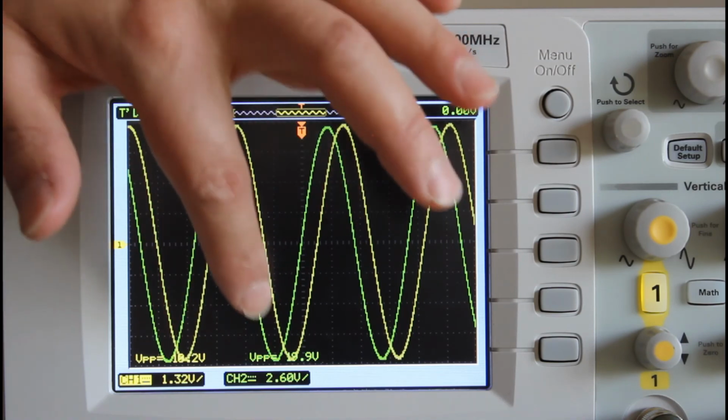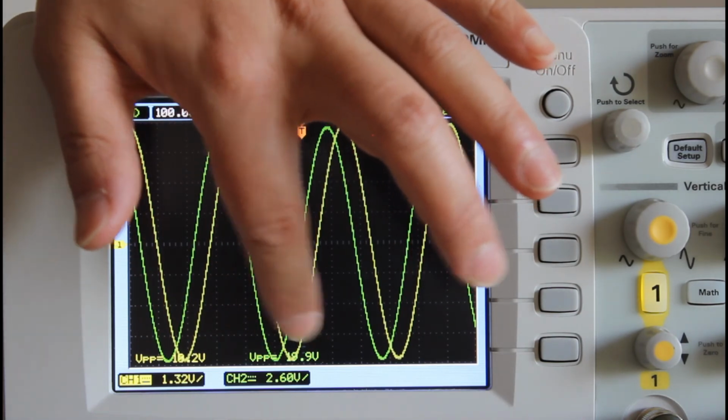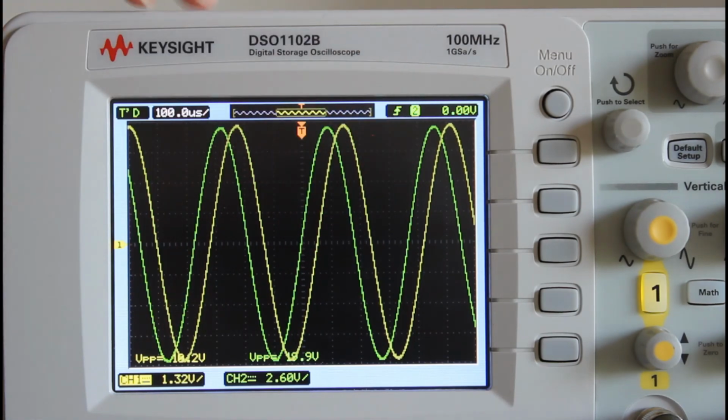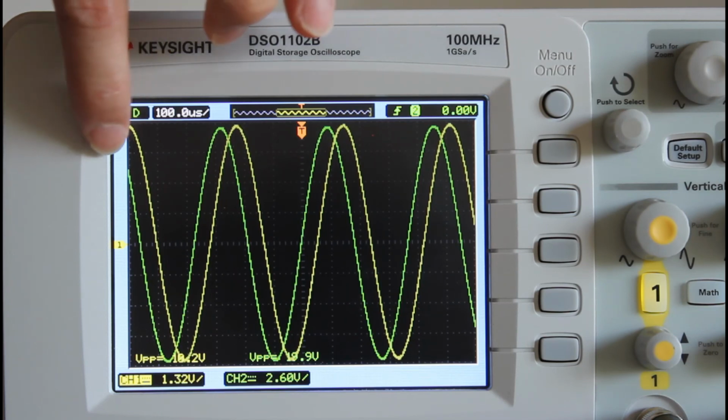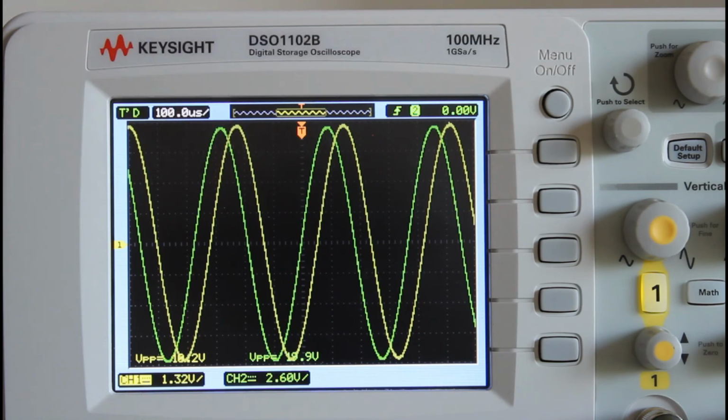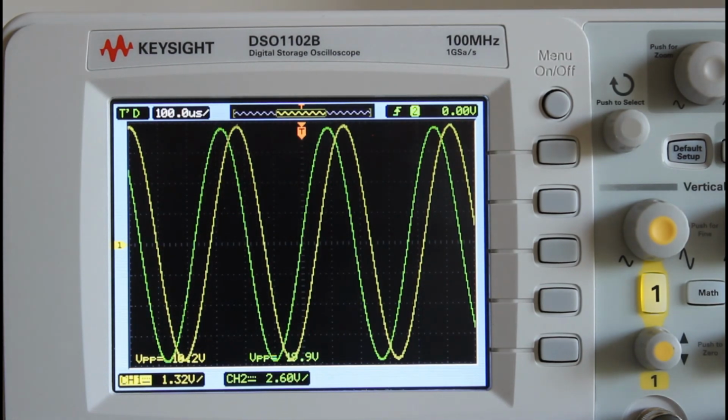The green curve peak to peak is 19.9 volts, and the yellow curve peak to peak is 10.2 volts. The horizontal scale is 100 microseconds per division. In the next step, we're going to output the data from the oscilloscope to MATLAB.